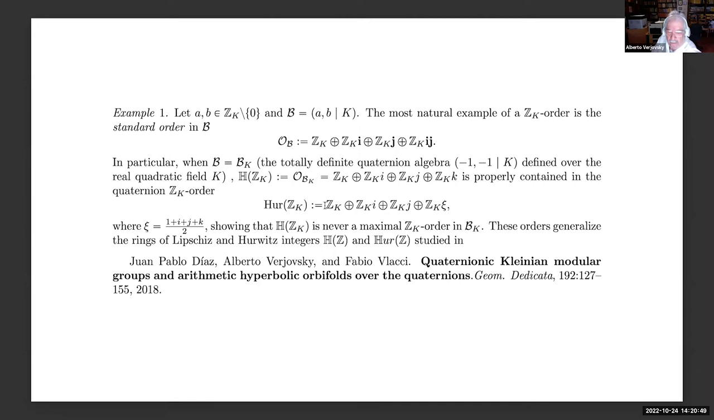But after Lipschitz came Hurwitz, who defined an order in the Hamilton quaternions: those quaternions such that the coefficients are either all integers or all half integers. Mixing integers and half integers is forbidden. And surprisingly, this is closed under multiplication. And this is a generalization here. It's called Hur, for Hurwitz. So you introduce this.